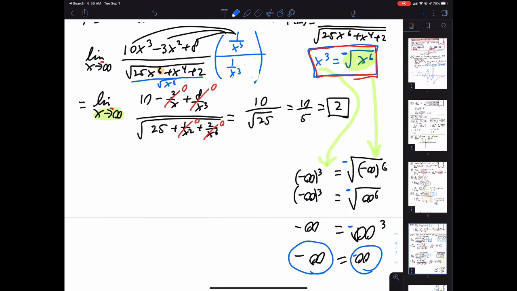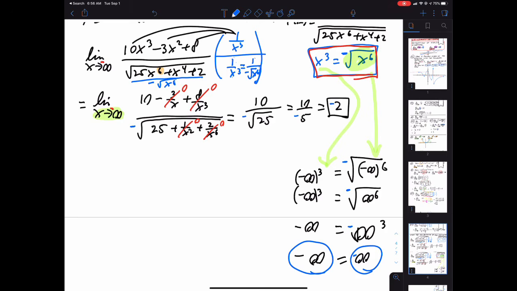But now when x is negative infinity, I replace this with 1 over negative square root of x to the 6th. So I need a negative there. And that negative is going to stay on the outside because only the square root part gets divided in here. That negative stays outside. That becomes negative, and my answer is -2. So as I move to the left, it approaches -2.